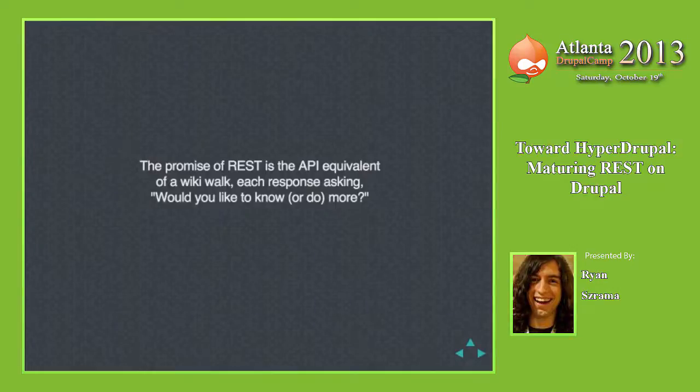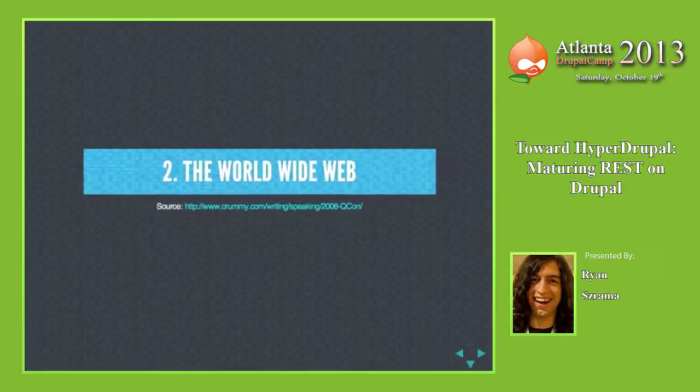So let's talk about what actually makes the wiki walk possible, which is the World Wide Web, of course. The World Wide Web is made up of three fundamental technologies that I'm pulling from this guy's talk here. All of the source for this slide is up on GitHub under github.com/arzarama toward HyperDrupal. So all the links and my bibliography are in there if you're curious for further reading.